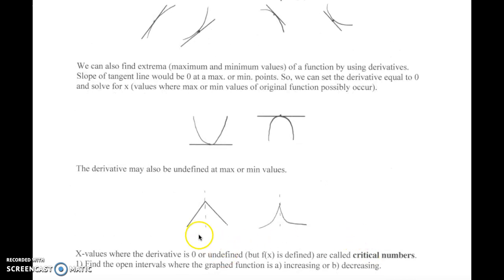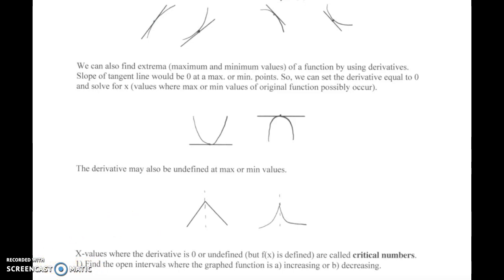When we look at a graph like an absolute value graph, or some sort of graph that curves up, has a sharp point, and curves back down, the x values where the derivative is 0 or undefined will be our critical numbers. So either at our minimum and maximum, or where all of a sudden at that point our derivative does not exist, these are called our critical numbers.